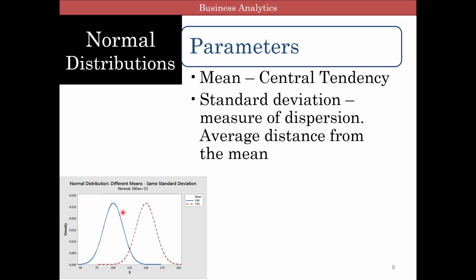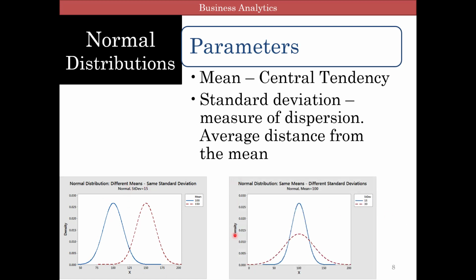So here is an example of normal distributions having the same standard deviation, but different means. The blue distribution has mean at 100, and the red one is at 150, but the standard deviation is 15.